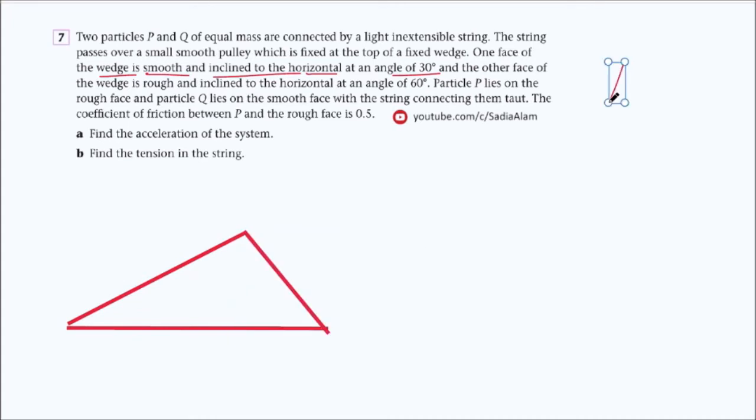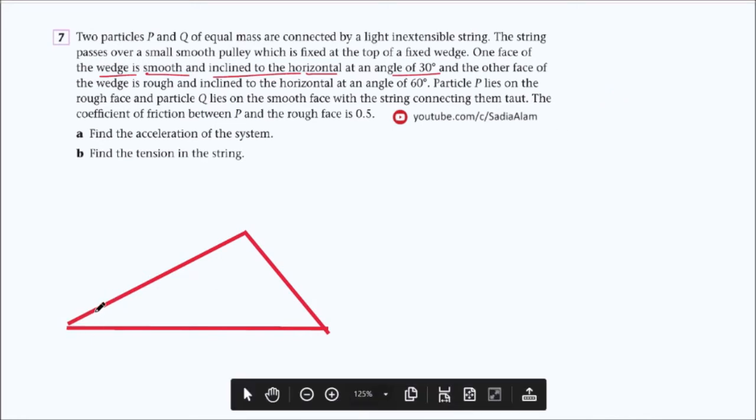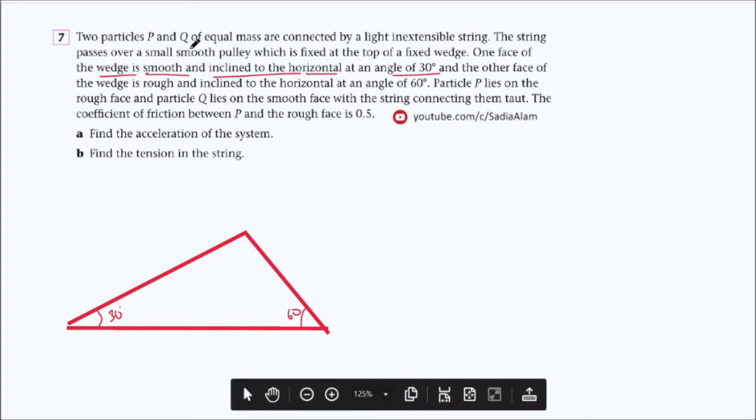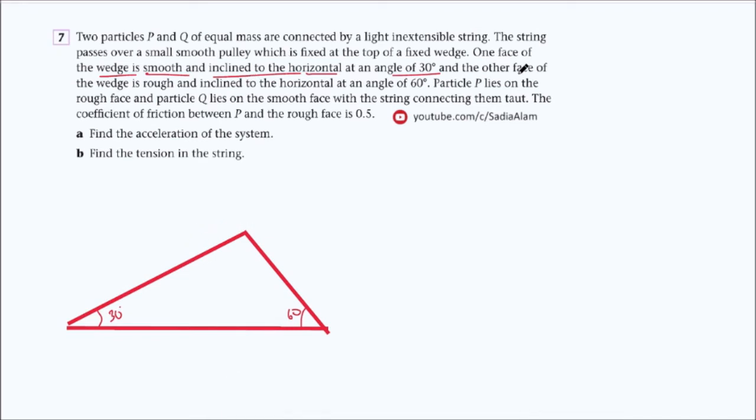Okay, so this is how it should look like. You do not need to draw an accurate diagram. You just draw an approximate 30 degree and 60 degree. Okay, so this is the situation, and it's already mentioned that this wedge, which is at an angle of 30 degrees, is smooth. So we do not need to calculate any frictional force for this one, but the other face is actually rough, so you just draw hatches here so that you remember while solving that you need to include the frictional forces.